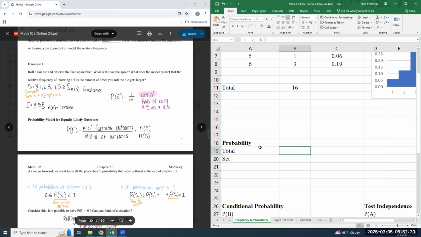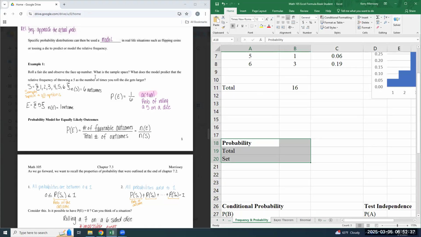Today we're going to be working on just setting up your probability very quickly, which is just going to model a very quick probability of equally likely outcomes. So first we have this example over here where we're rolling our fair dice and observe the number facing up. So what is your sample space?